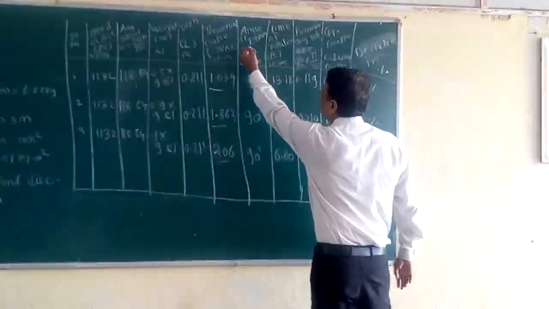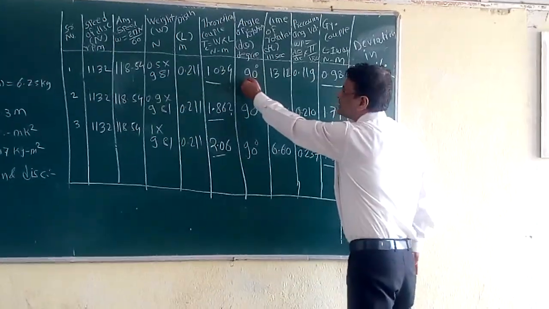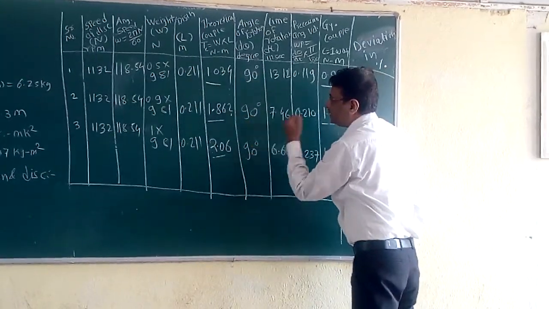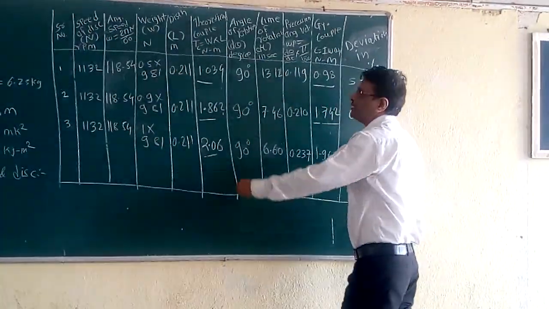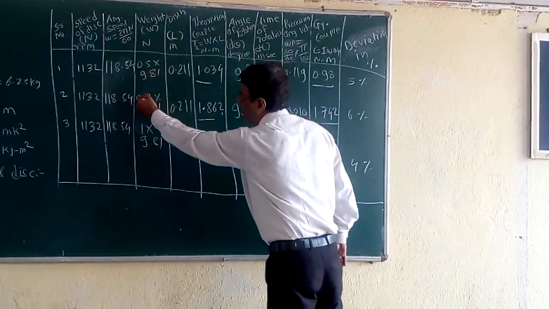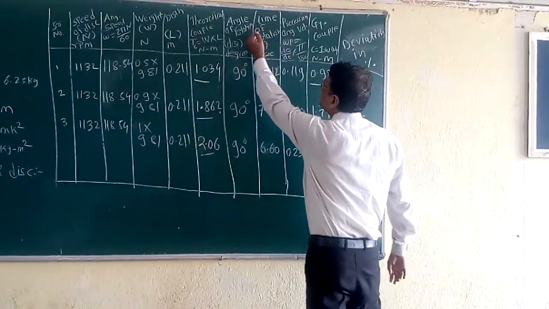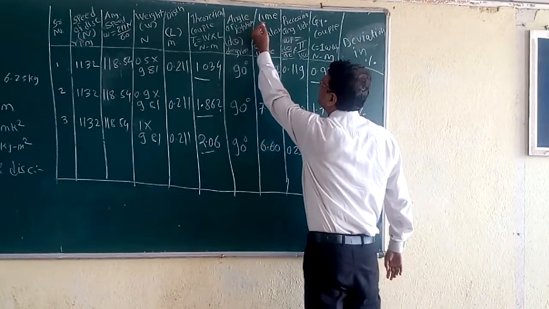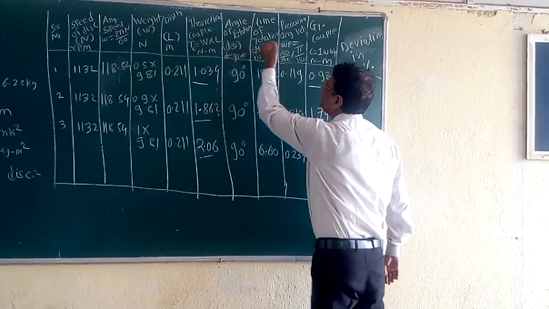This is the angle of rotation. It is d theta. We have kept it constant. This is for 90 degree, 90 degree and 90 degree. And the weights have been varied. It is 0.5 kg, 0.9 kg and 1 kg. This is the time required for rotation. This is the time of the rotation or time for the precession in second.